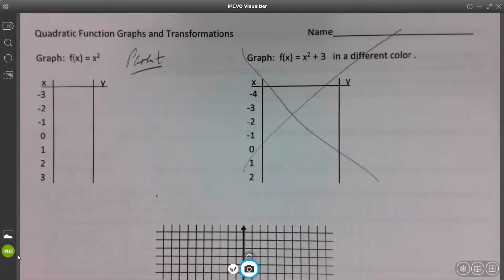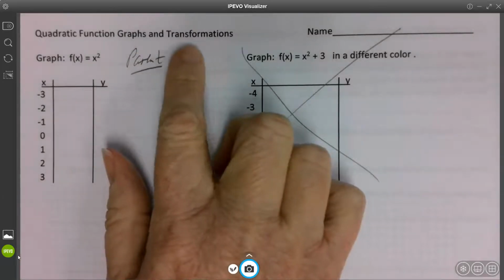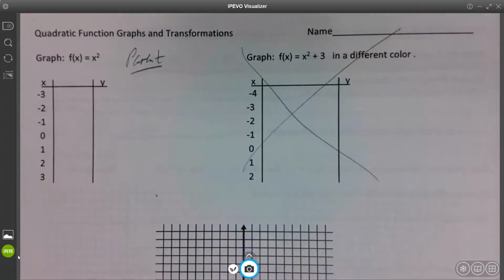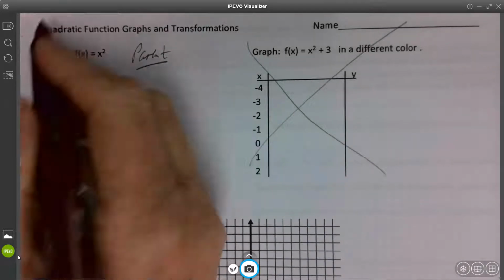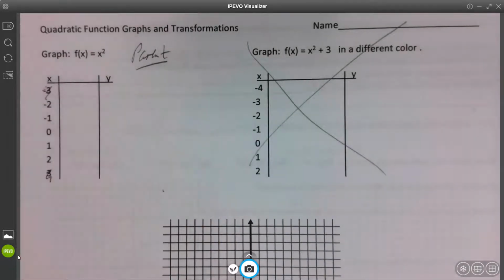Okay, so now we're going to graph more with vertex form, but I want you to see what happens with what's called transformations or translations, which is what we're actually going to be doing. So in order to understand that, let's start back with the parent function. Remember our parent function is x squared, and we're just going to start with -2 to 2.